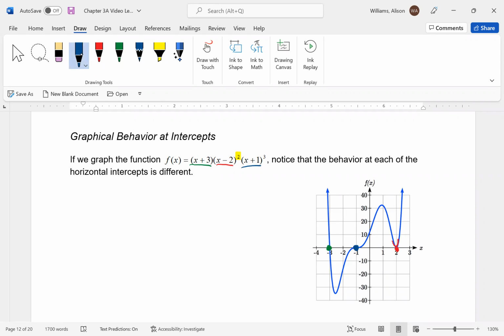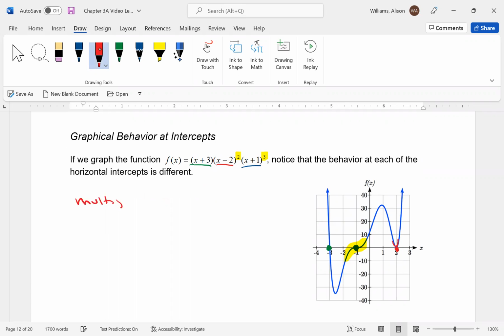And right there, we see that the graph mimics a cubic function, which makes sense since it's a cubic. If there is an exponent on the factor, that means the factor is occurring more than once. If I wrote this out, it would be f of x equals x plus 3 times x minus 2 times x minus 2 again, times x plus 1 times x plus 1 again, times 1 more x plus 1. That's how many times it's occurring. The more times it occurs, the more it affects the way the graph looks. And we call those multiplicities.